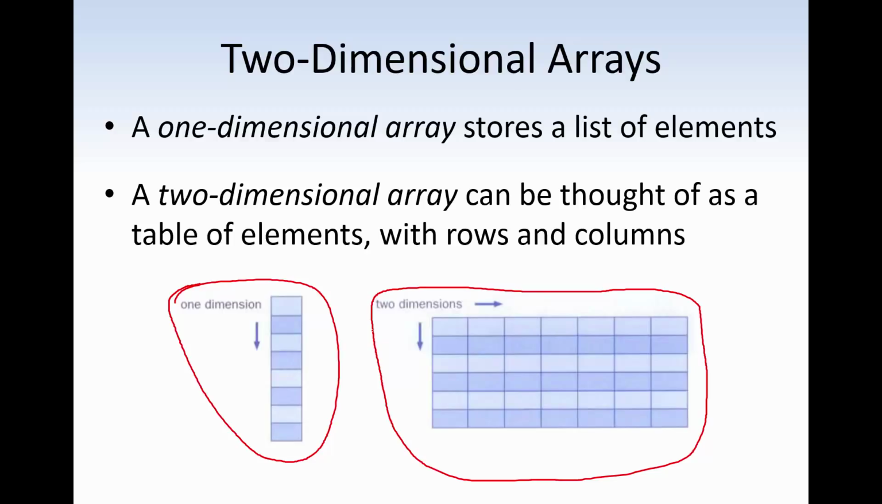There's a lot of data that has some sort of a table format to it. You can think, for example, the 2D array might be what you need if you want to store a game board, right? Picture you're playing checkers or tic-tac-toe. You want to have some sort of a grid setup, and that's what two-dimensional arrays can give you.